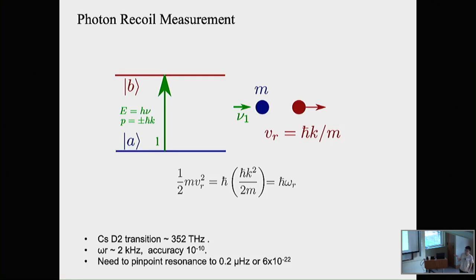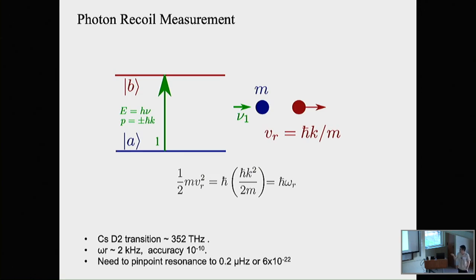And in the definition of the recoil frequency, h bar k squared over 2m, you see this h over m here. But then you will also see this k, that's the wave number of the laser beam. The wave number of the laser beam can be measured by a frequency comb, so that's no problem. But how do we measure this recoil frequency?